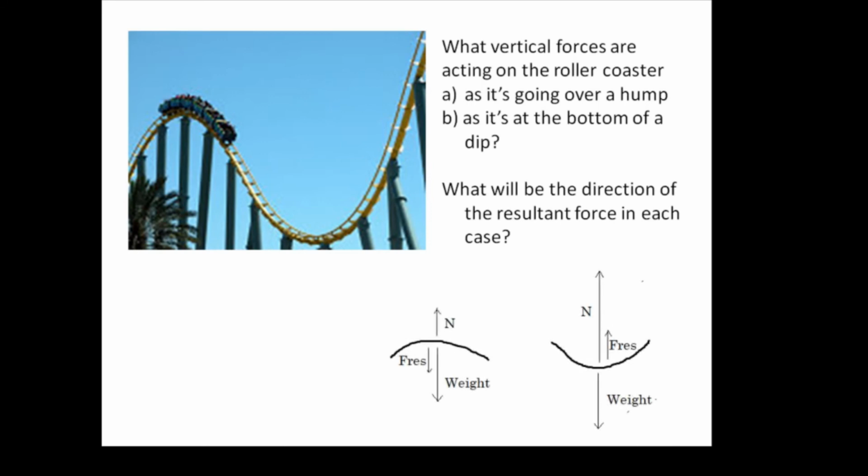Okay, so as it's going over a hump, the resultant force must be downwards because that's the center of the circle. So the normal contact force gets smaller. In fact, if you go very, very fast over a hump, like a humpback bridge, if you go fast enough, you actually take off. The normal contact force becomes 0. At the bottom, the normal contact force is bigger than the weight. You feel as though you're being pushed upwards if you go at the dip very fast. The resultant force is upwards, which is towards the center of the circle.